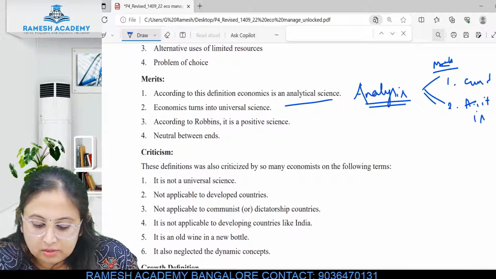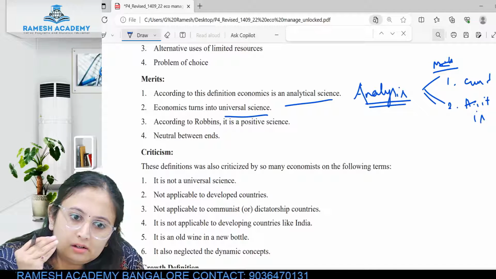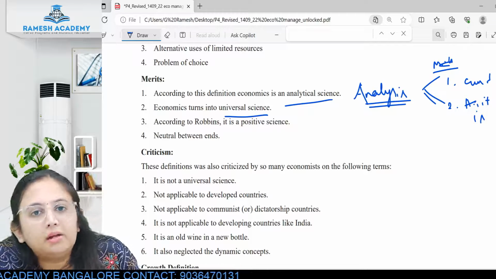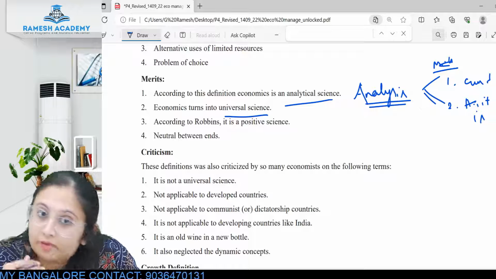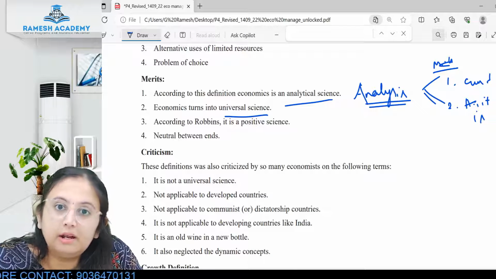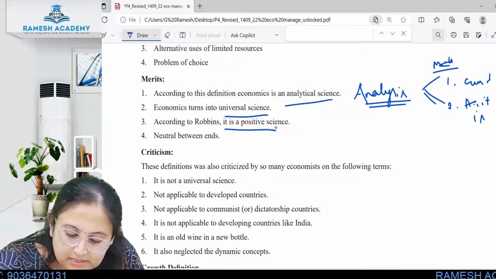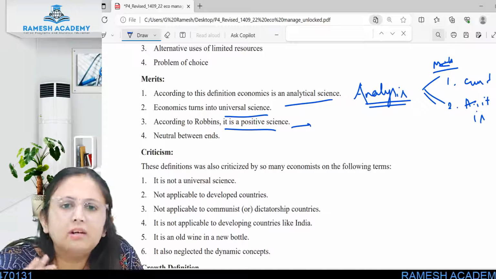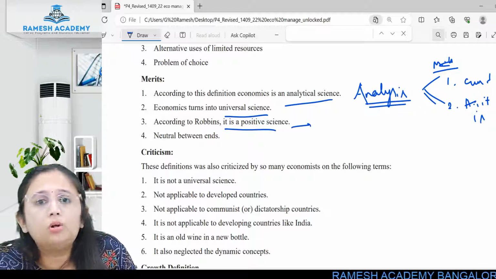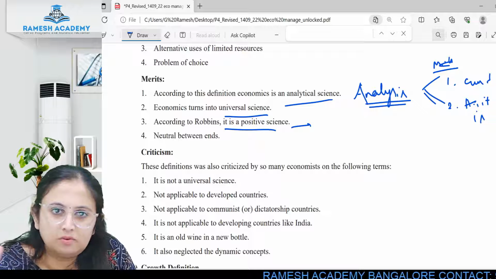And economics turns into a universal science. That means this is universally applicable. Whether you are in India or in Japan or in America, wherever you are, for everybody this is the same rule. Resources are limited, wants are unlimited, and each resource has alternative uses. So this is a universal science, and according to Robbins, it is a positive science. Positive science means economics will not tell you what ought to be, how you have to change, what you have to do. Whatever is, as it is, we will understand.